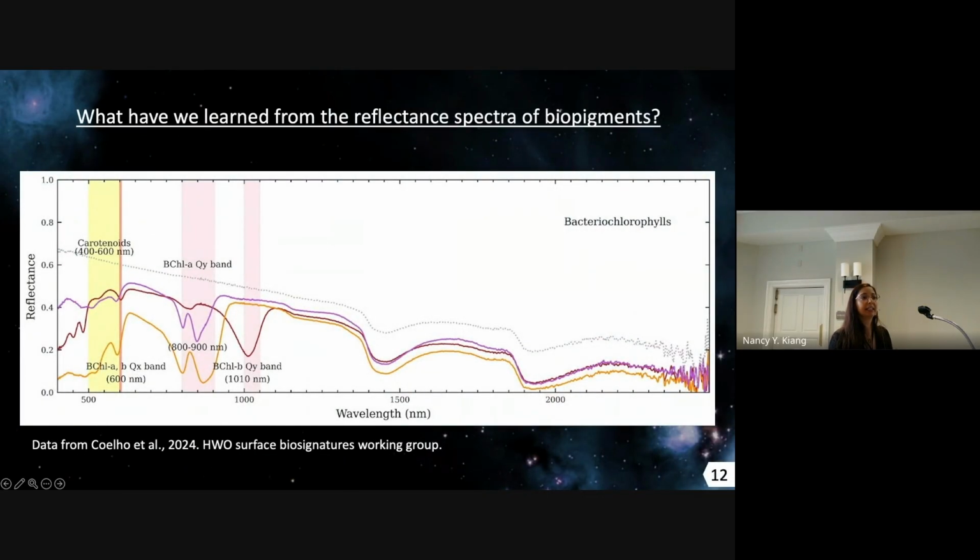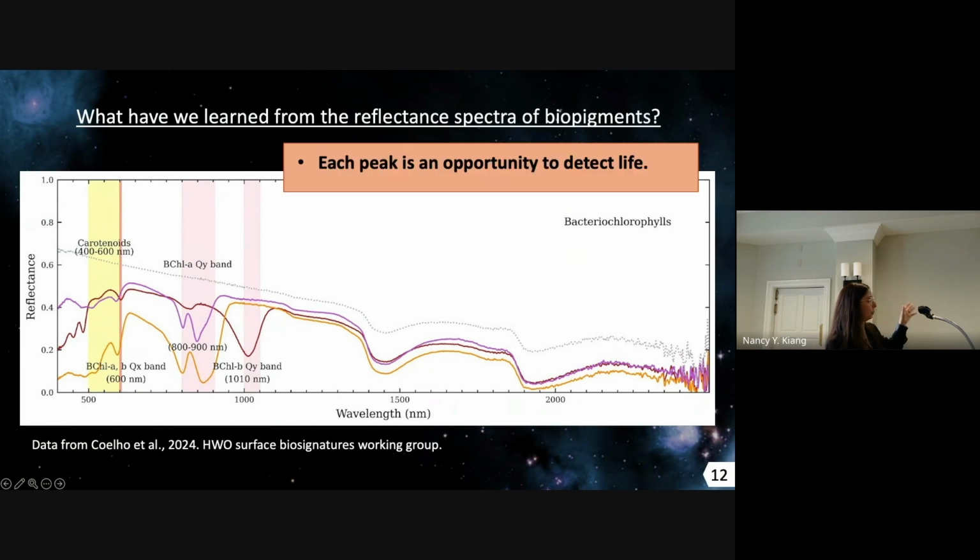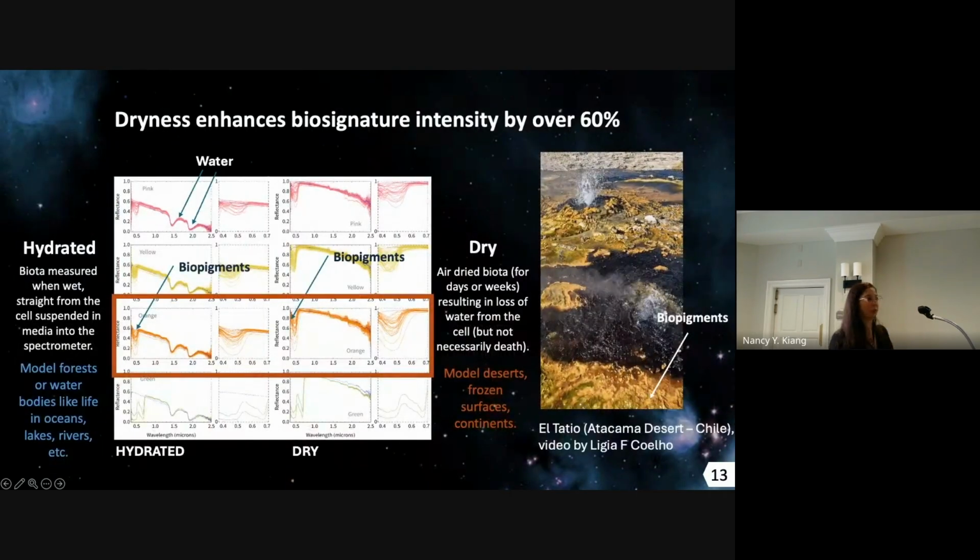We learned, for instance, that in comparison with false positives, like minerals, biopigments have much more features that can be probed for. So each peak that you see is an opportunity to detect life, and not all of them are masked by the atmosphere, as opposed to a mineral, for instance.